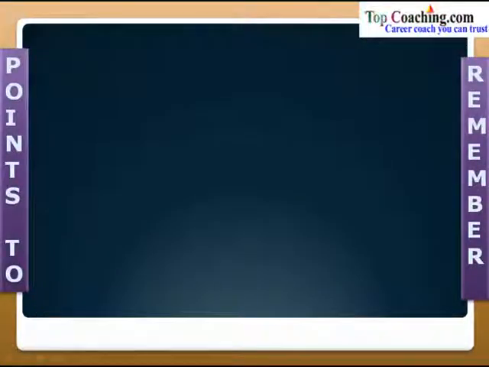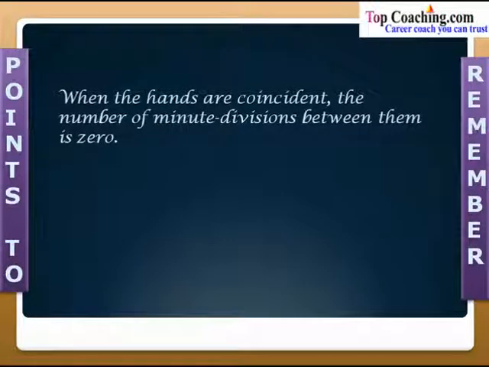Now there are some important points that we have to remember. When the hands are coincident, the number of minute divisions between them is 0. Whenever the two hands are coincident, that is, they lie along the same line, then the number of minute divisions between them is equal to 0. Or we can also say that the angle between these two hands is equal to 0.